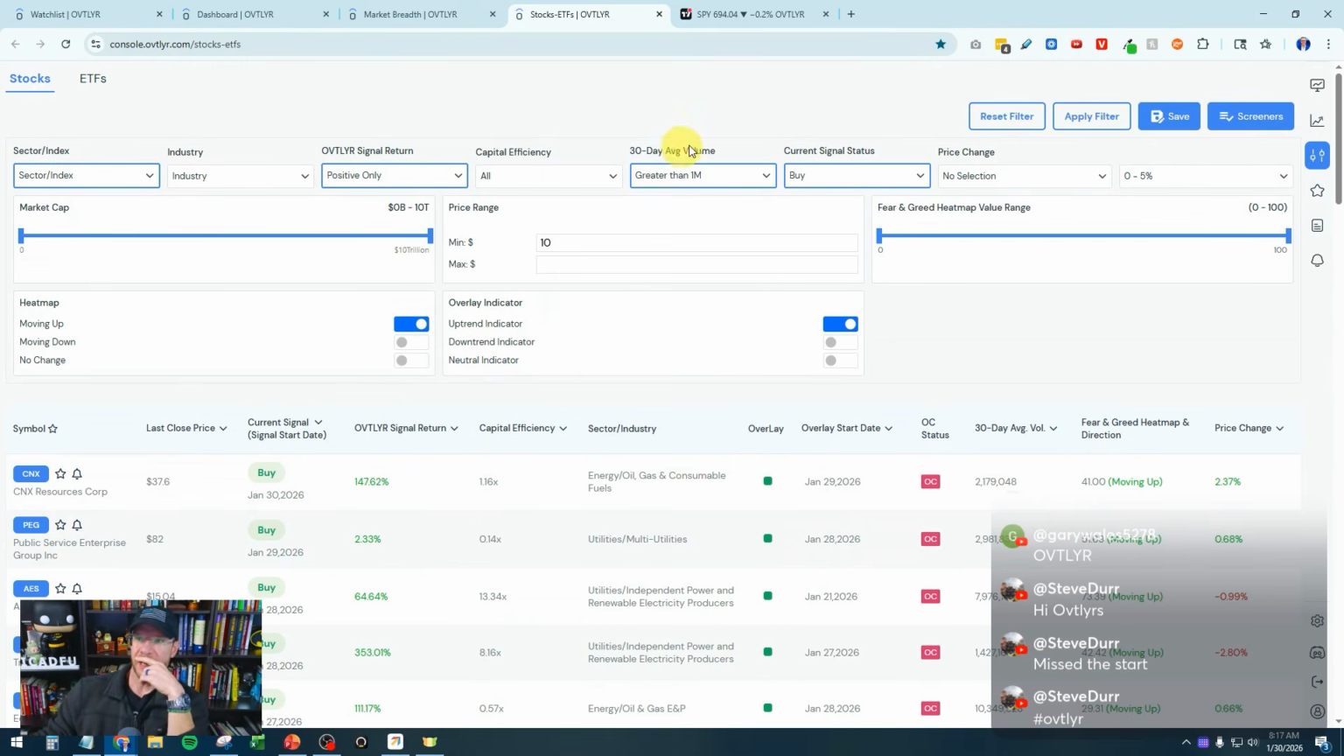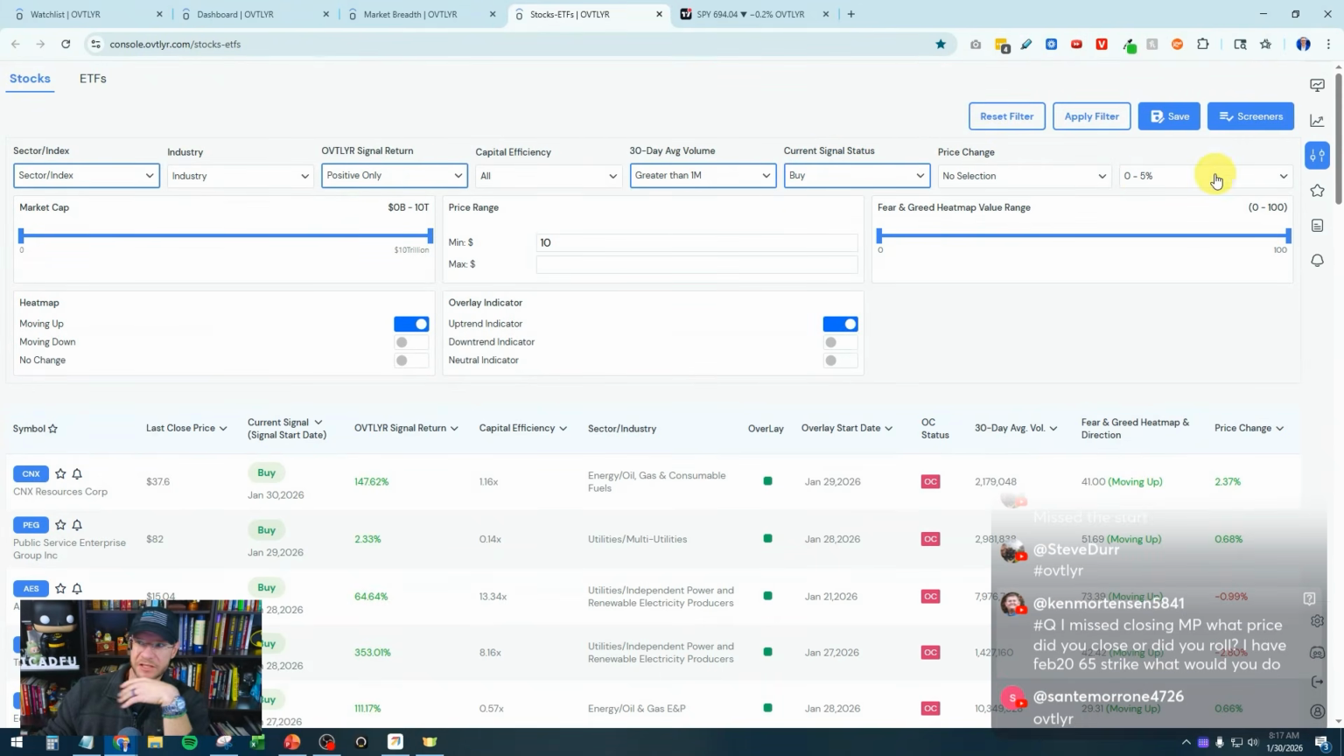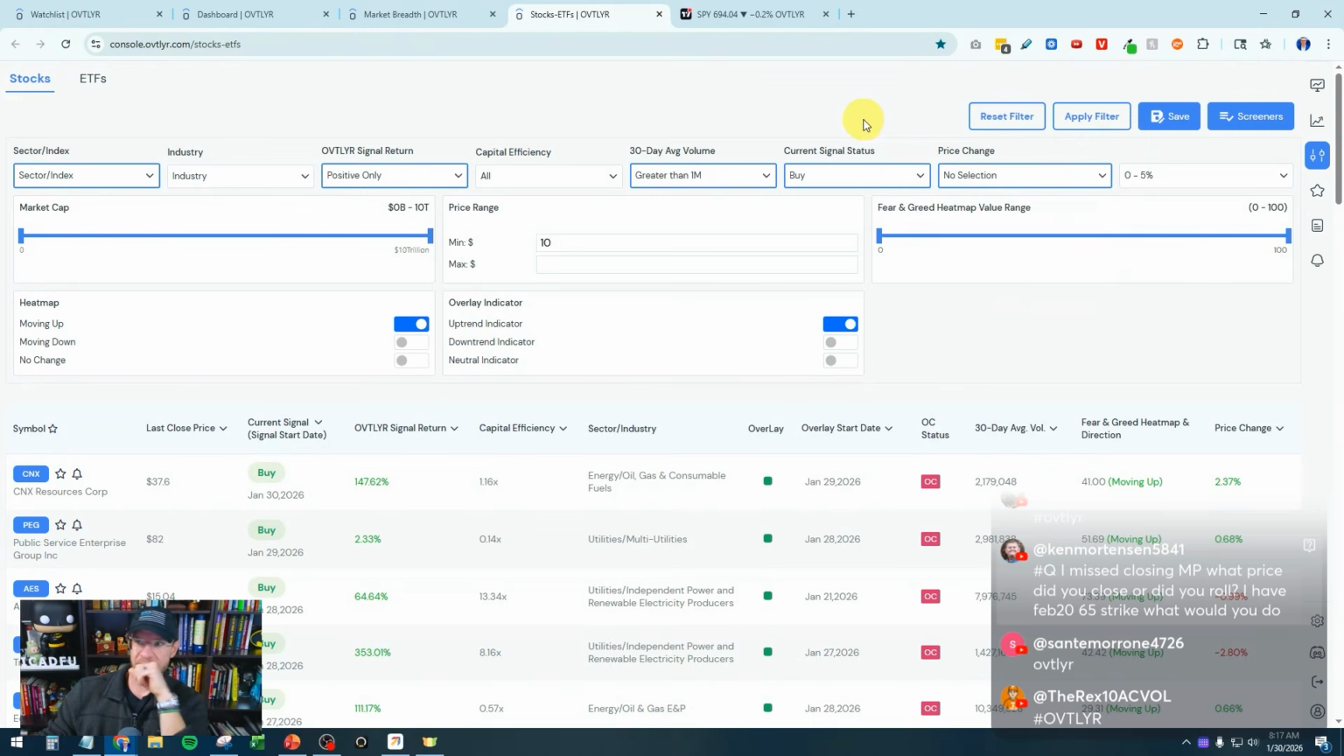Totally up to you. 30-day average volume, I like to be over 1 million. Current buy signal, I want to have a buy if I'm going to go long and not a sell. Price change, I just leave it wide open. But you could say, I want to look at things that have had a small move or maybe even a big move over the last 10 days. Market cap, I leave wide open. Price range, I used to be a snob and have a $20 price filter. Now I'm just bougie with a $10 price filter.